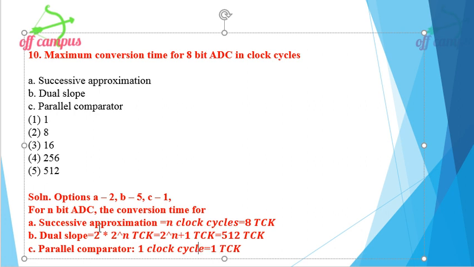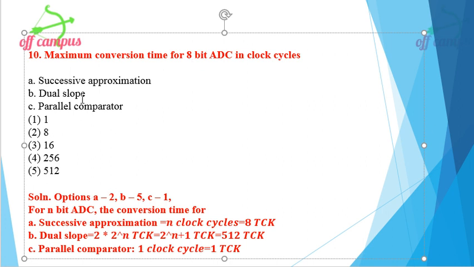This is the formula: for successive approximation, n clock cycle; dual slope, 2 power n plus 1, or 2 into 2 power n clock cycle; for parallel comparator, 1 clock cycle. Then first one, for successive approximation, what is the formula? It is nothing but n clock cycle. What is the n here? N is given as number of bits as 8. So for successive approximation, n clock cycle is nothing but 8 clock cycle. So for option A, it is 2, A matched with 2.